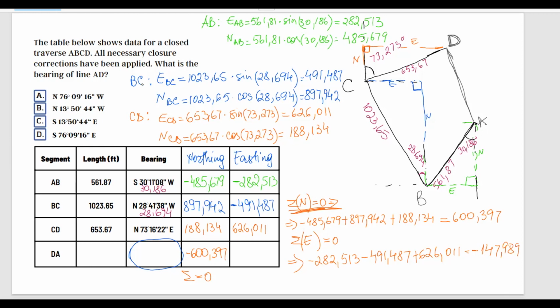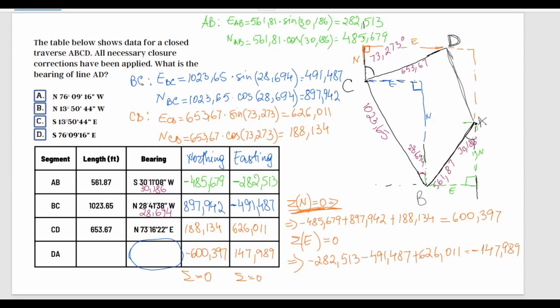So I get a value of negative 147.989. So in order for this to be 0, it means that the easting for line DA has to be positive 147.989. So now if you add them up, you're going to get the sum of eastings equal 0. Perfect. So now we have this. Let's see if we can represent that. Northing and easting of line DA. See, I get this and this.